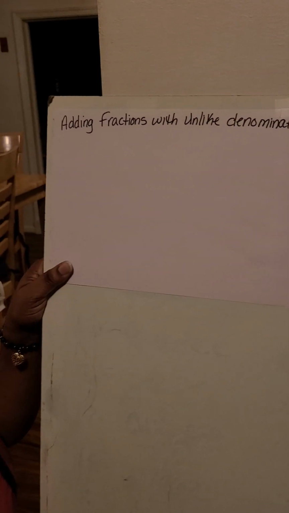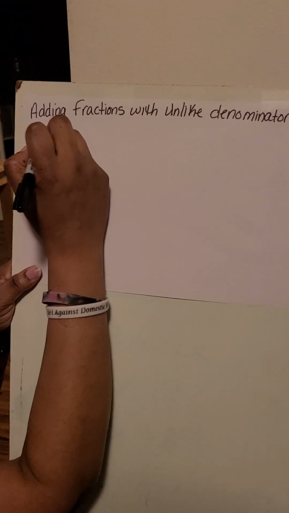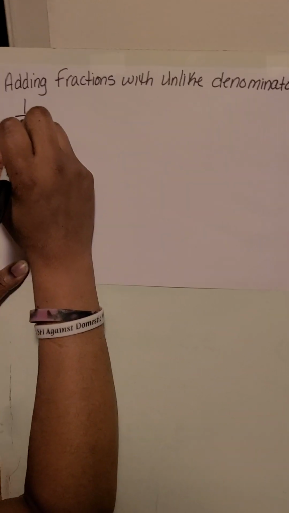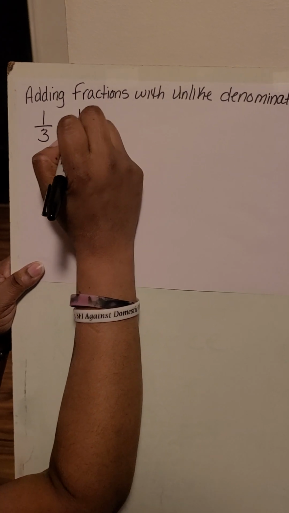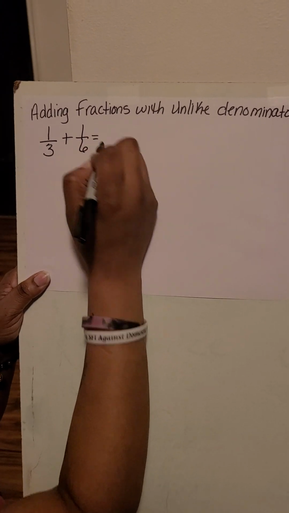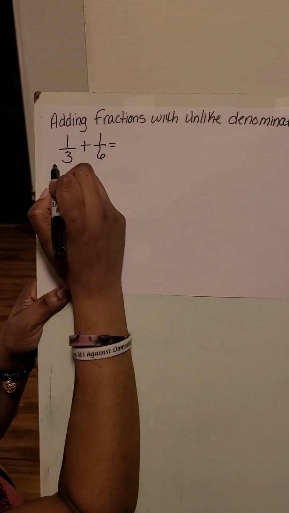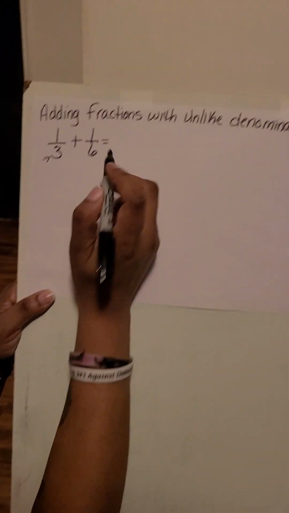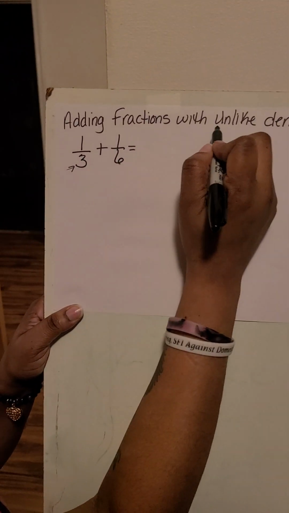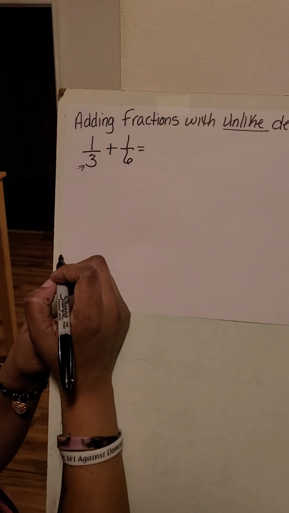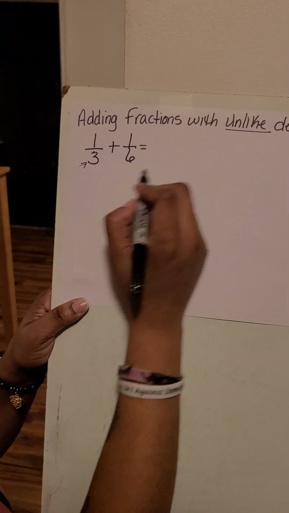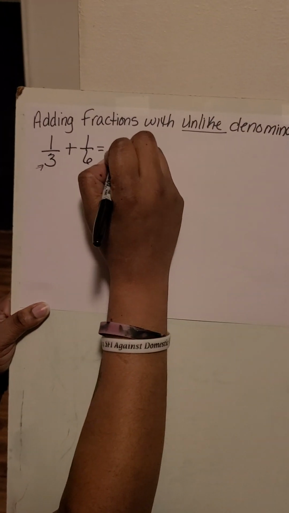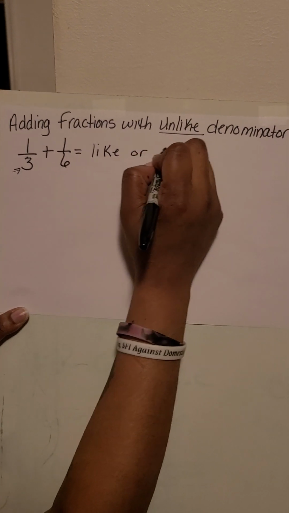All right, we're going to start with the fraction 1/3 plus 1/6. Now, if you notice, the denominators in both of these fractions are unlike. We have to make these denominators like, or same.